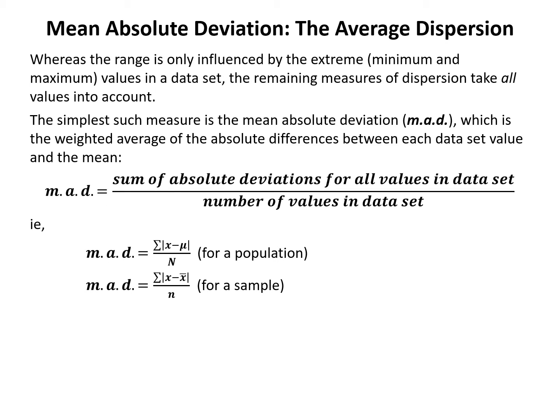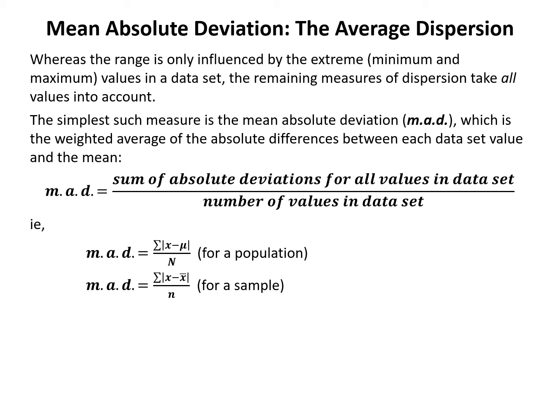Whereas the range is only influenced by the extreme, i.e. minimum and maximum values in a data set, the remaining measures of dispersion we'll be looking at take all values in the data set into account. The simplest of these measures is what's called the mean absolute deviation, or MAD for short, which is the weighted average of the absolute differences between each data set value and the mean. So the MAD equals the sum of the absolute deviations for all values in the data set divided by the number of values in the data set.